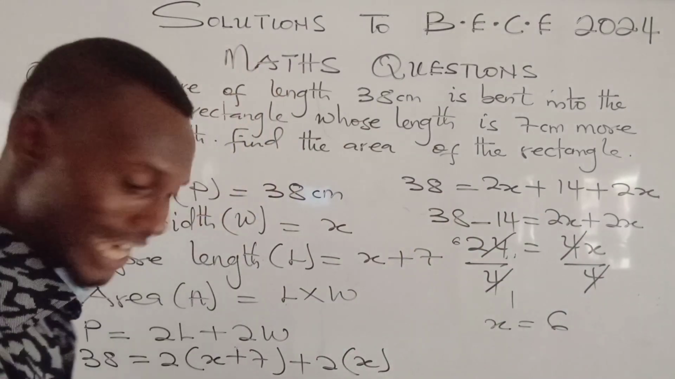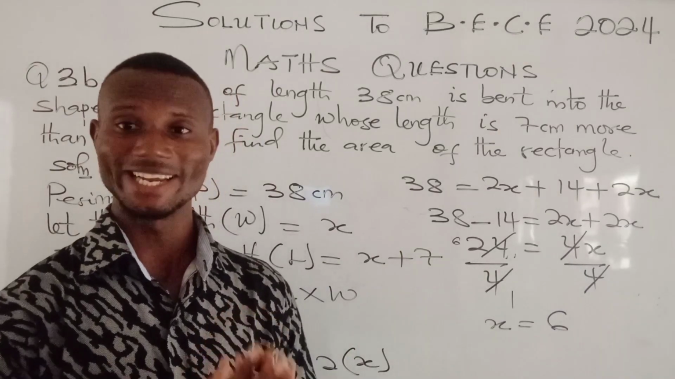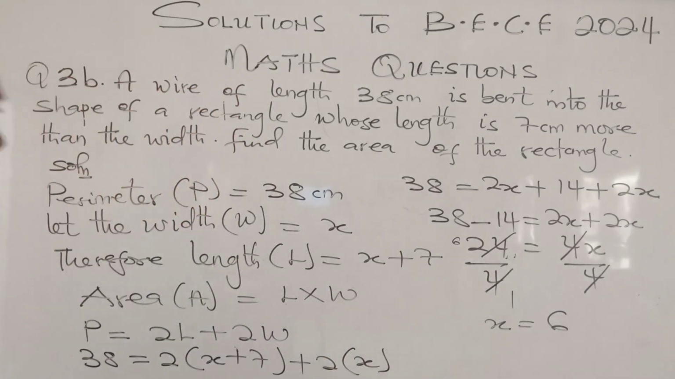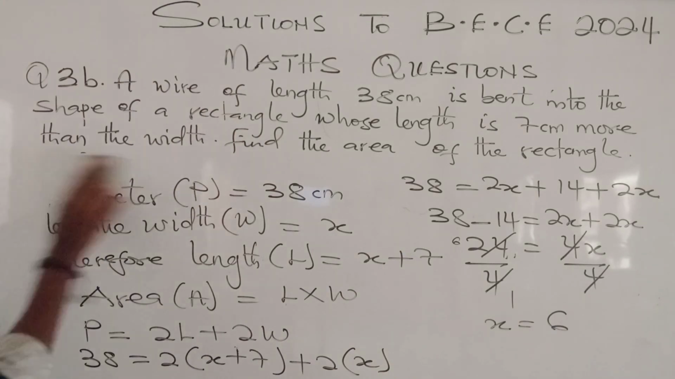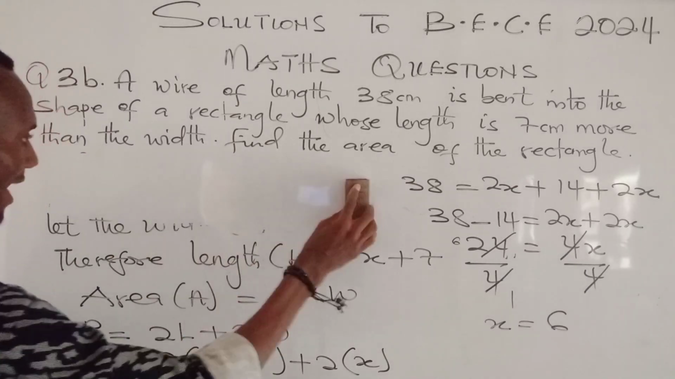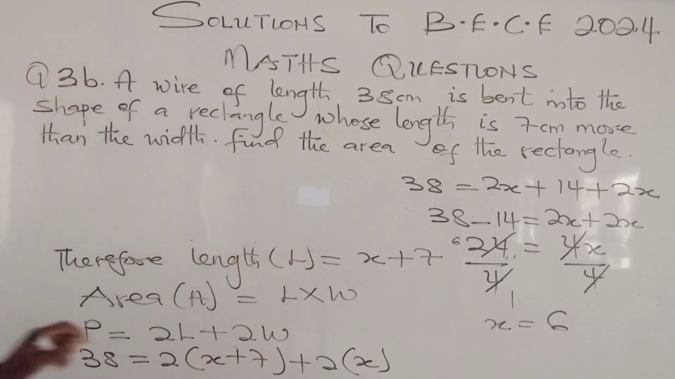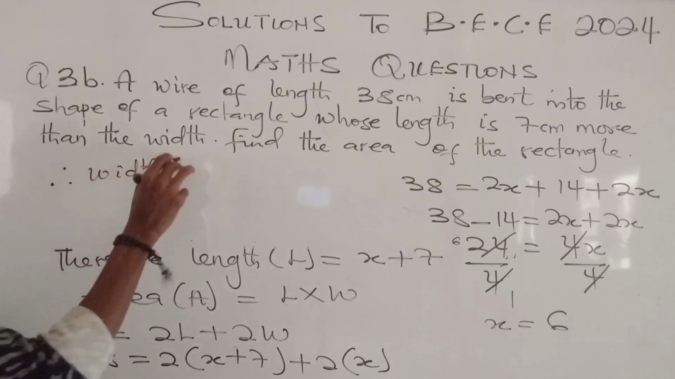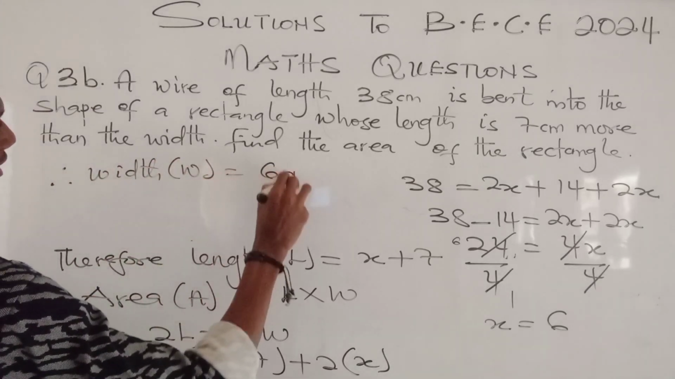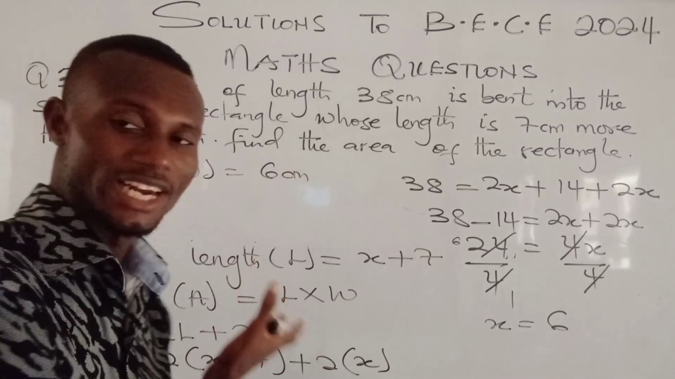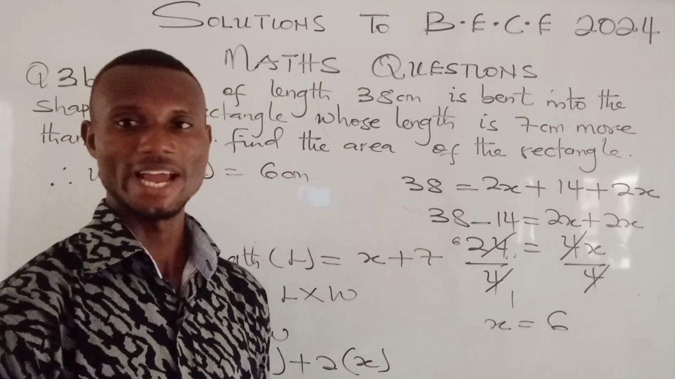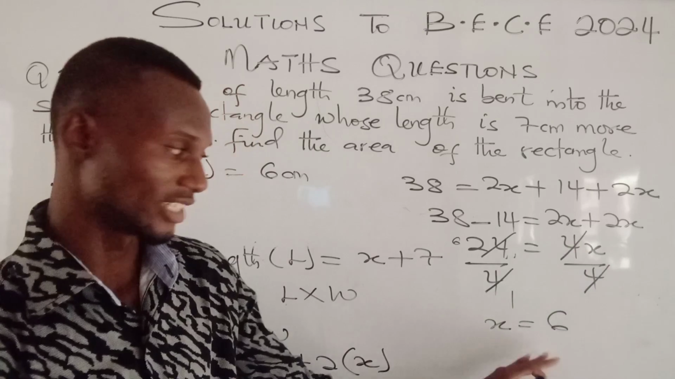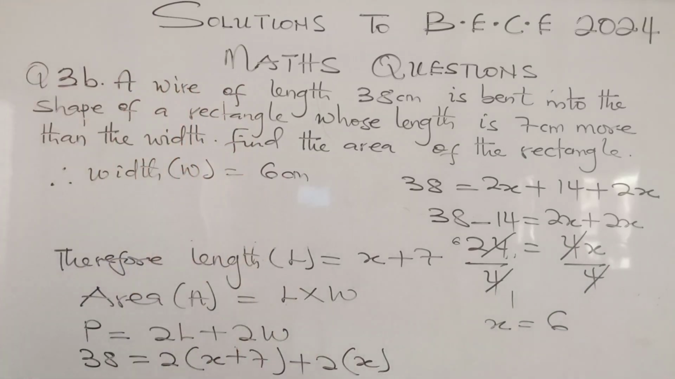Okay, so now I need more space to continue, so I'm going to clean a portion of the board so that we can proceed. Okay, so let me clean this side and let's continue from there. Okay, so now I have that, don't forget, my width, in brackets W, will be equal to 6 centimeters. Okay, because from the beginning we said that let the width be equal to s, and now we've gotten the value of s. Okay, so the width is 6 centimeters.